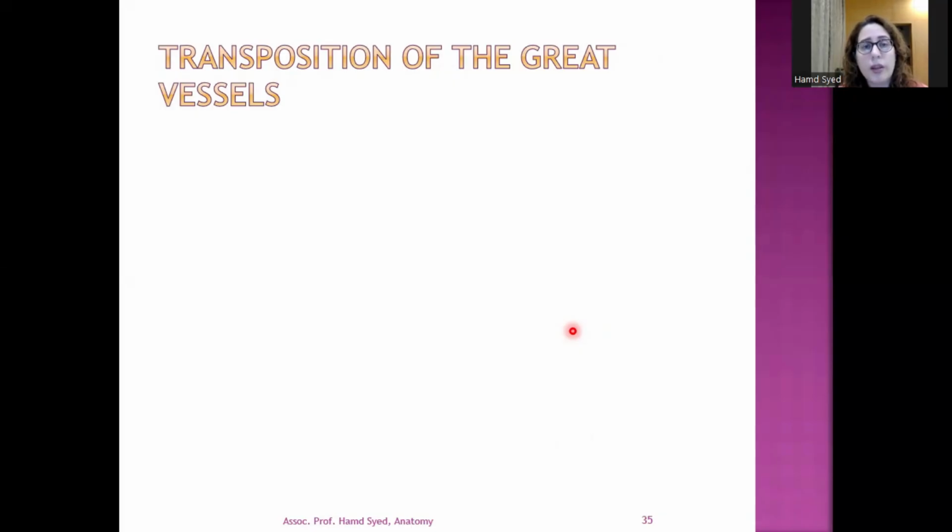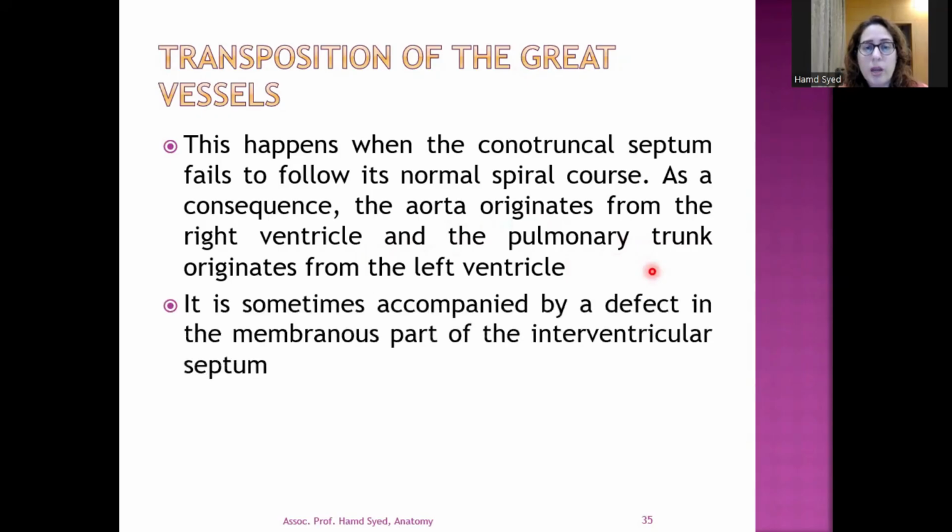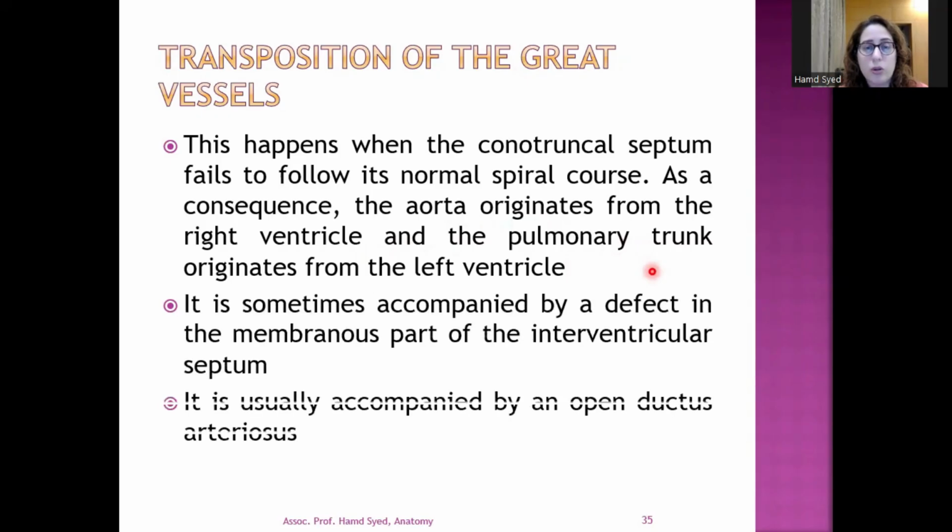And now another congenital heart defect is transposition of the great vessels. Now this happens when the conotruncal septum fails to follow its normal spiral course. As I told you, the septum is supposed to spiral around itself, but if it doesn't spiral, then what is going to happen is that the aorta will originate from the right ventricle and the pulmonary trunk will originate from the left ventricle. And this is sometimes accompanied by a defect in the membranous part of the interventricular septum.